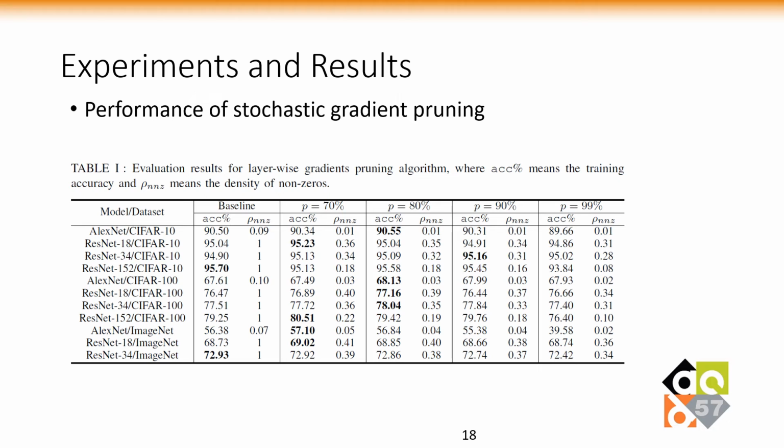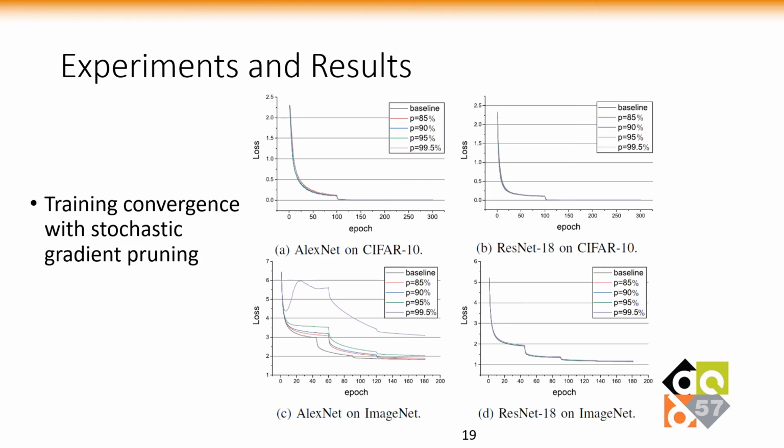The proposed method can provide high sparsity with negligible accuracy loss. This table shows the training accuracy for different target sparsity. As we can see, the training accuracy hardly decreased, even at 70% to 90% sparsity. The training convergence is also maintained.